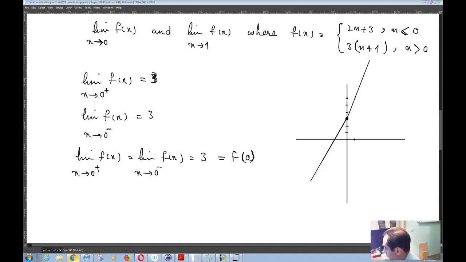Now what happens if you want to evaluate the limit of this function when x tends to 1?